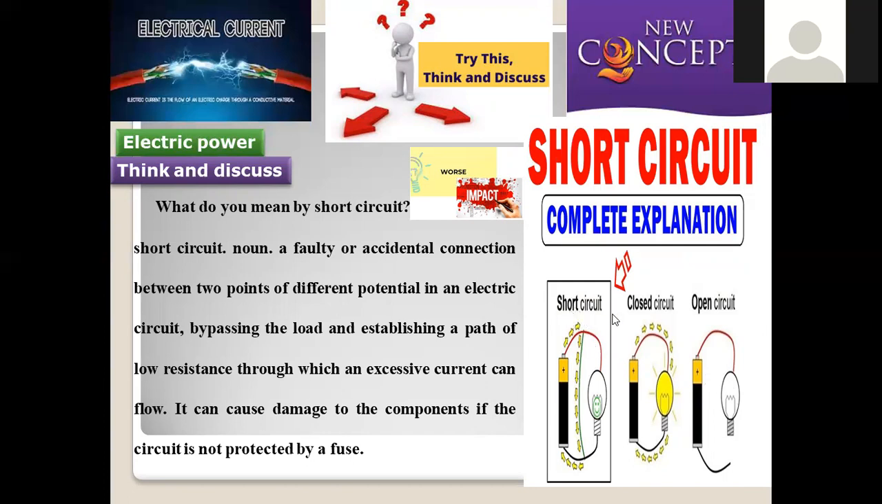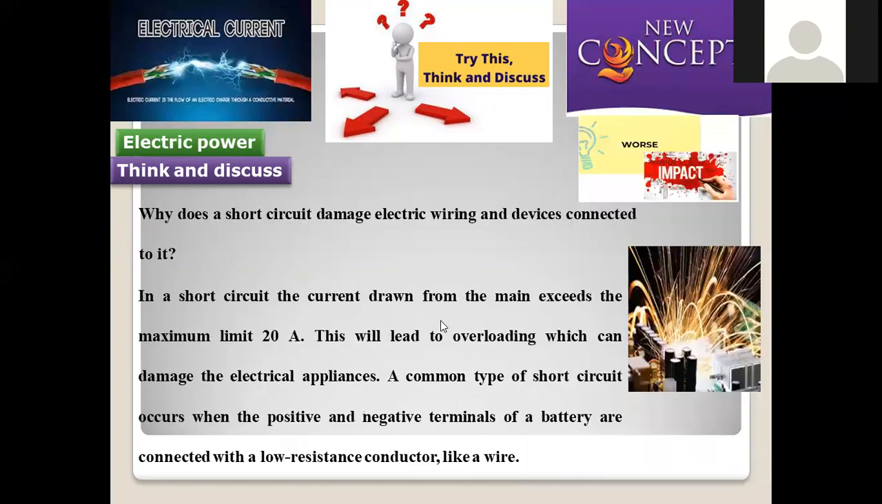And another new term called short circuit. Short circuit is nothing but by means of any factor, if these two connecting wires are connected with a new combination, a faulty accidental mixing of two different wires causes a short circuit. Short circuit is a faulty accidental connection between 2 points of different potential bypassing the load, establishing a path. A new path is introduced so that the voltage is not uniform, and that causes a hazardous worse impact on our application. So that may cause explosion like this, and that may cause fire hazard also.